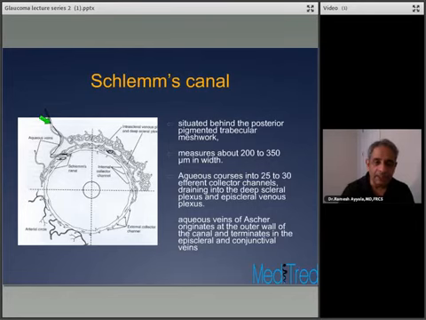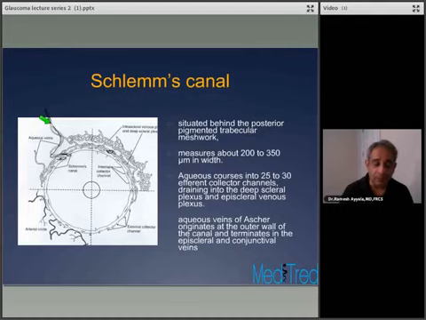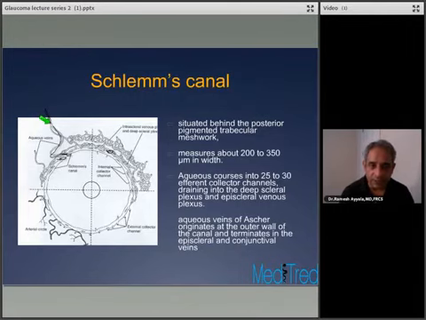So again, to summarize this, you have a Schlemm's canal, which measures anywhere from 200 to 350 microns in width. And it's important to know that this is how it was found in enucleated eyes. And you have about 25 to 30 collector channels that drain the aqueous out of the Schlemm's canal into deeper scleral plexus and episcleral venous plexus.